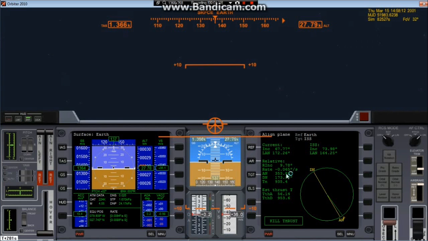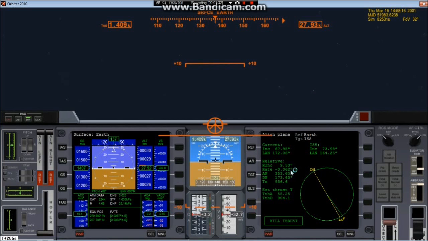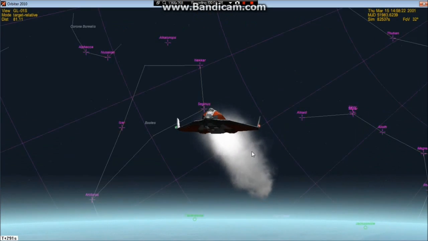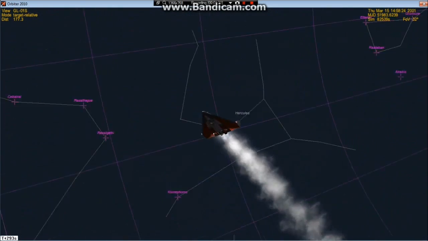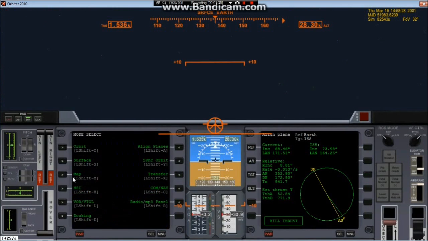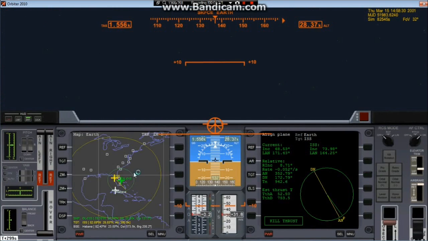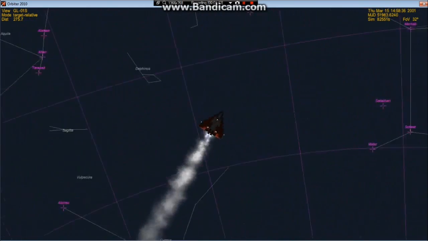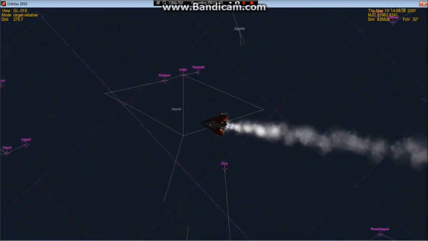So basically the goal is to try and get it so that the rate stops, which is when your engines turn off, and the inclination reaches zero at the same time. If that happens, then you've done it correctly. And if not, then you waste a little bit of fuel. It's nearly directly overhead. We should be able to see the ISS by now. I don't know why we can't.